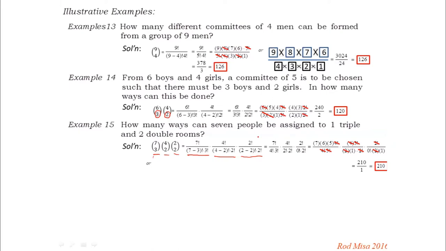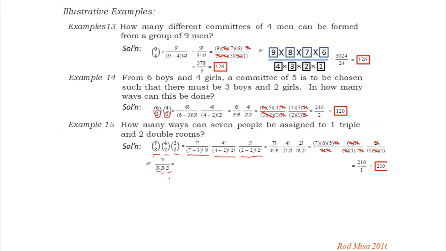Or you may use the equivalent formula for this problem, that the 7 people can be partitioned into 3 cells, wherein the people in each cell will not be arranged. So 7 factorial divided by 3 factorial, where the 3 factorial is the arrangement of the 3 people in the triple room, and also this 2 factorial for the arrangement of the 2 people in one of the double rooms. And so with this 2 factorial, which is the arrangement of the 2 people in the last double room.